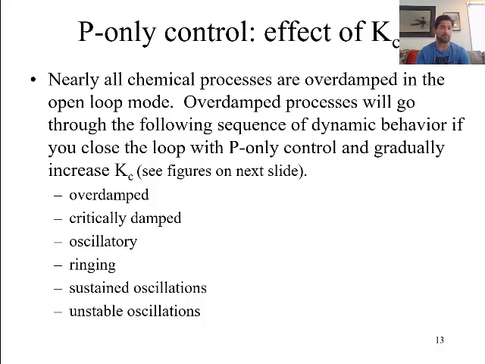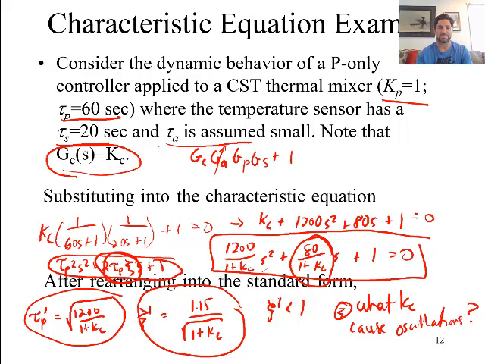Okay, so this slide talks generally about P-only control, and now we're going to switch over a little bit to a real process. I showed you some ideal processes, and you can maybe use your imagination to predict what would happen in a real process. What we showed for the previous example is that at a low value of kc, we had an overdamped process. When kc is 0, the value of zeta was equal to 1.15, so that would be overdamped, no oscillations.